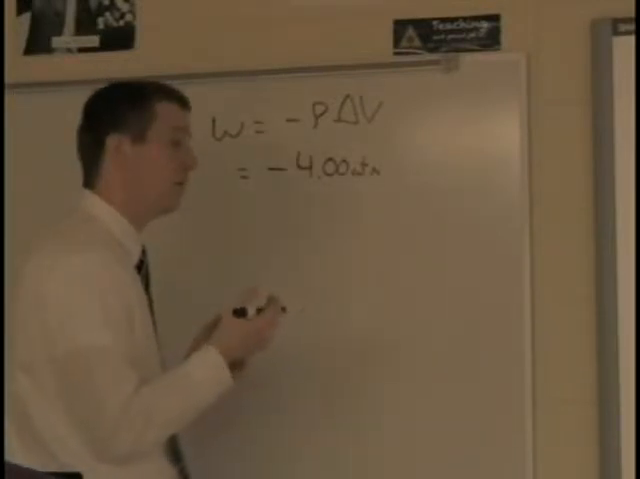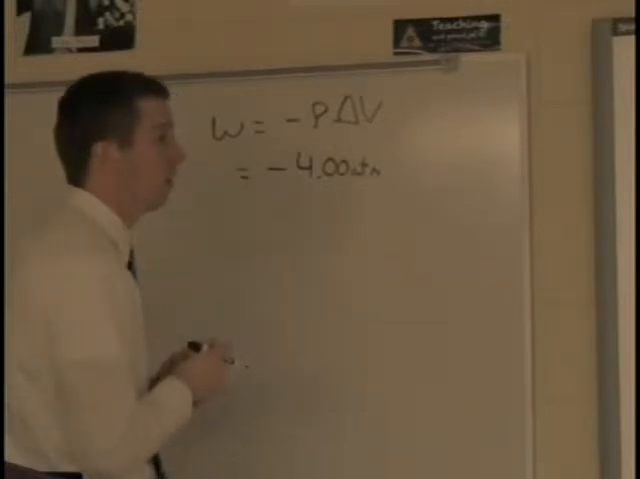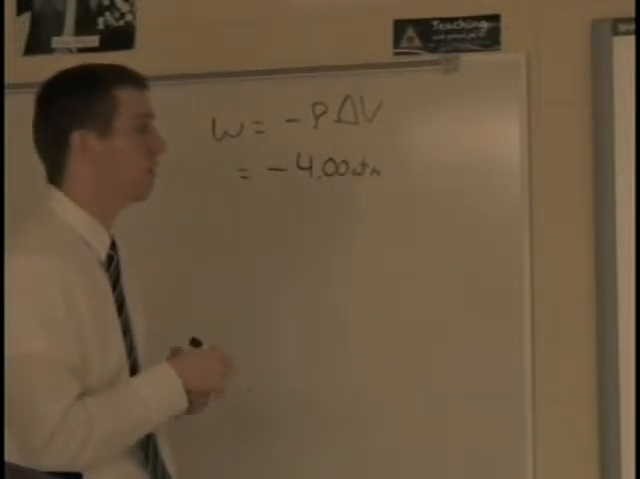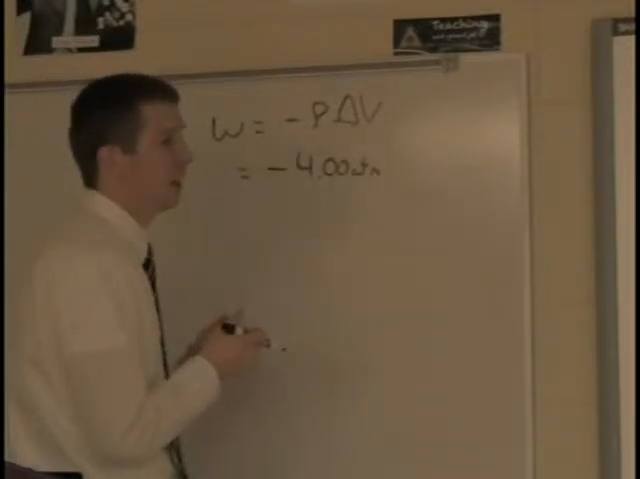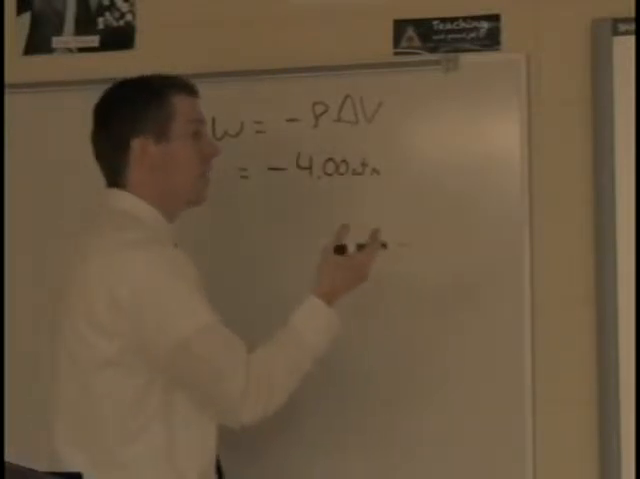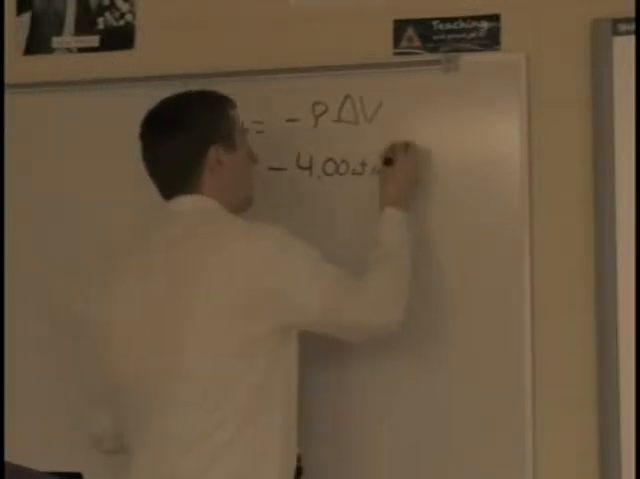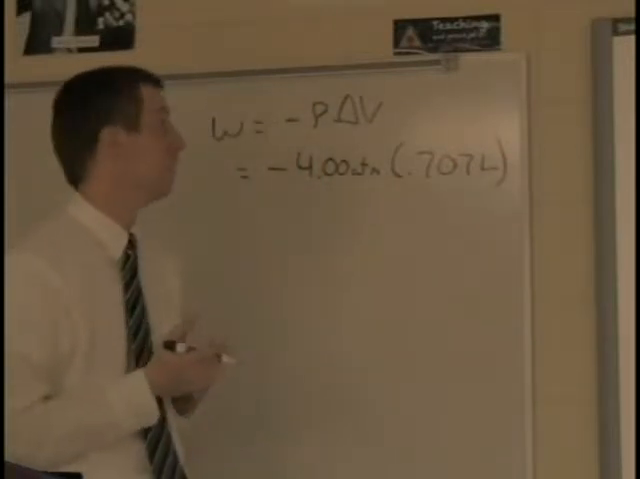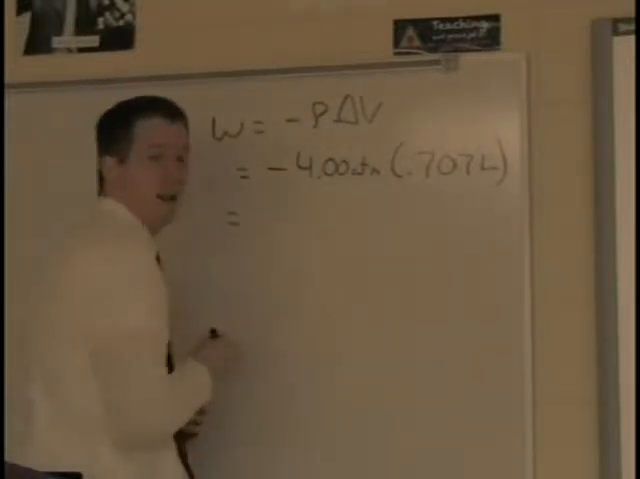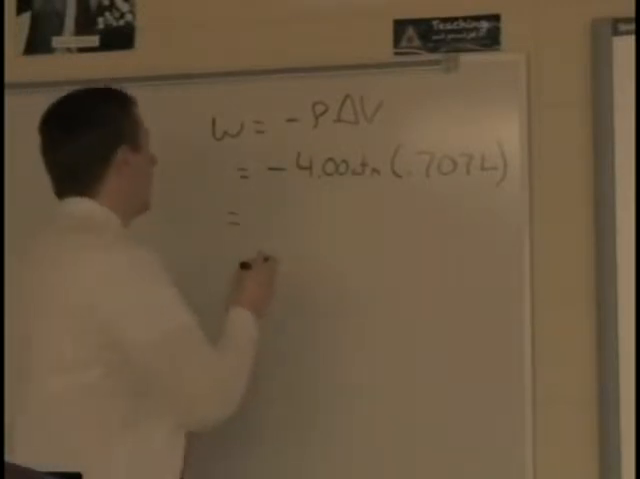Delta V has to be in liters, so first off I convert my 264 milliliters into 0.264 liters and my 971 milliliters into 0.971. But to figure out the change in volume, or a delta of anything, is always final minus initial. So 971 minus 264, converted into liters, would get me 0.707 liters, or 707 milliliters. When I first multiply these two values, I end up getting 2.828.